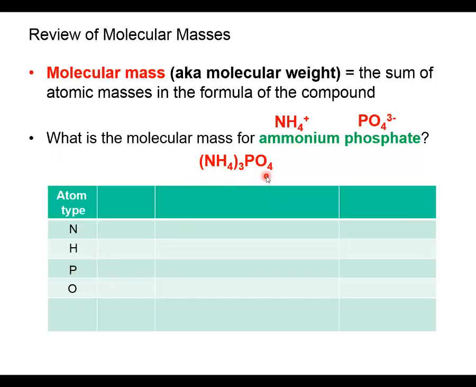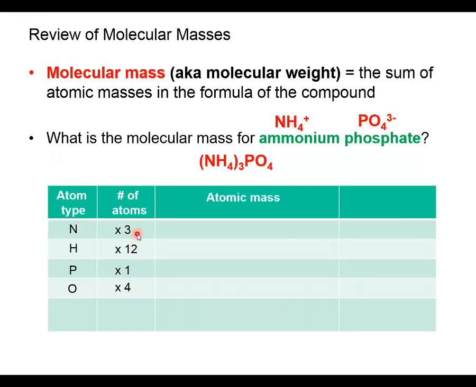My next column is the number of each atom type. So I want to see how many nitrogens I have in the formula. If you realize there are 3 ammonium cations, that subscript 3 outside the brackets affects everything inside. It means I have 3 of the NH4 +1 cations, which means I have 3 nitrogens. And that 3 also affects the hydrogens, so 3 times 4 gives me 12 hydrogen atoms in the formula. There's only 1 phosphorus, no subscript is shown, so we assume it's a 1. And there are 4 oxygens in the formula. So now I know how many of every type of atom is in the formula of ammonium phosphate.